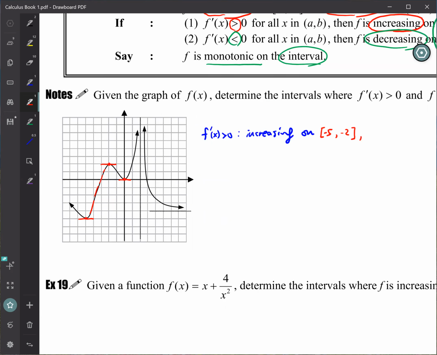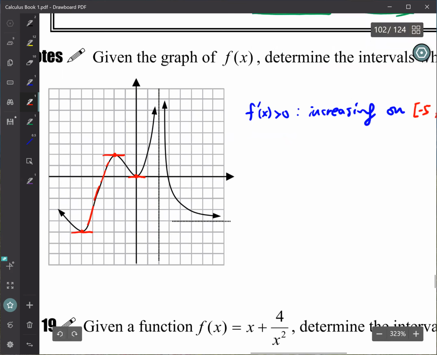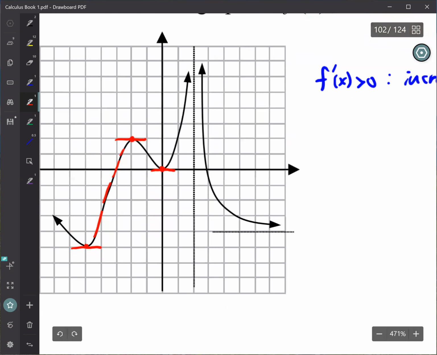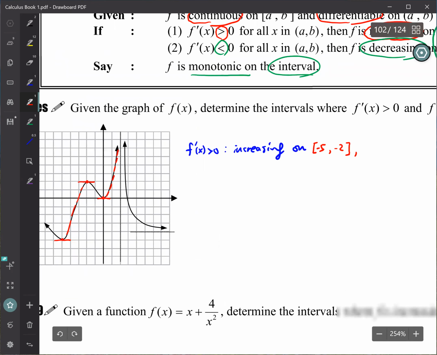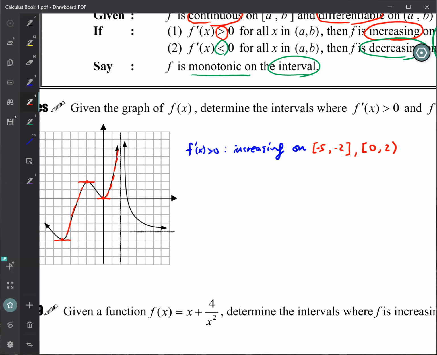The next increasing interval will be the one here, with positive slope. It looks like we have a vertical asymptote. So where do we start? What's the starting point, Joan? 0. Yes, and what's the ending place? 2, but it wouldn't be closed. It will be open, because it cannot touch 2. So the function will be increasing on those 2 intervals.